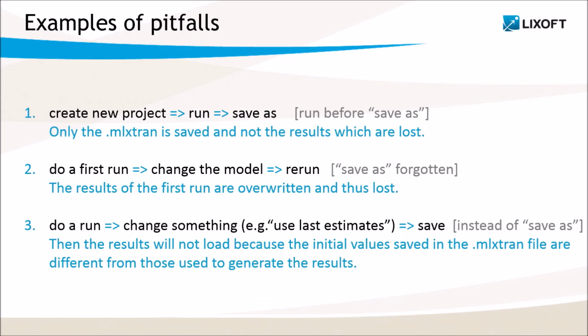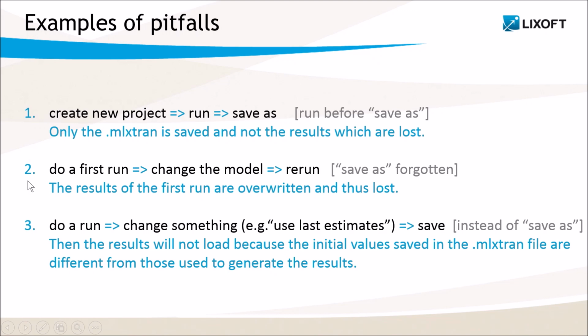Now let's see what can go wrong if you don't follow the good practice. The first example is if you create a new project, then run, and then do the save as, meaning that you do the run before the save. Then only the .mlxtran file is saved and not the results, which are lost.